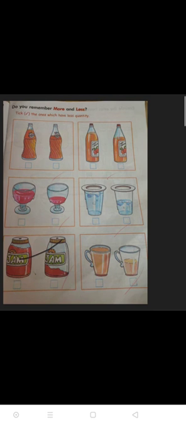Now see here, there are 2 glasses of water. Water is more in the first glass and less in the second glass. So you can put tick for the second box. See children, next picture. Here are 2 jam bottles. The first bottle is having more jam and second bottle is having less jam. So you can put tick for the second box.